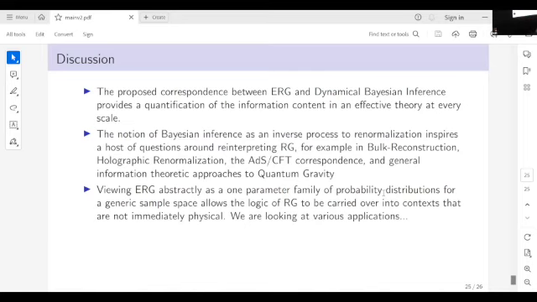Okay, and as we've seen, viewing ERG abstractly as a one parameter family leads over to loads of things that you can think about in terms of the logic of RG. And we are looking at various applications, everything from metabolic engineering to other things where data has not a local structure, but an information structure. Because normally we think of ERG as associated to distances. But now I'm telling you, it should be about information.